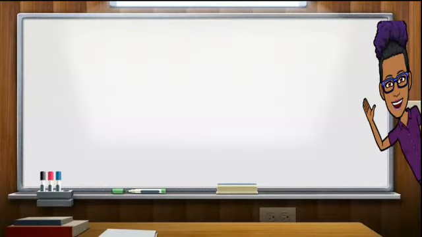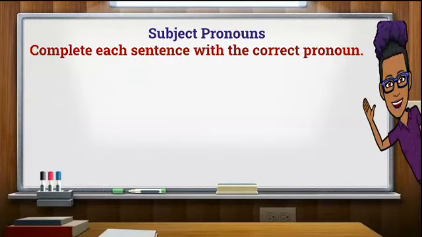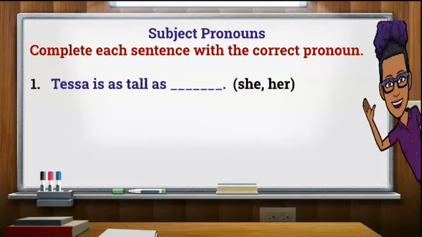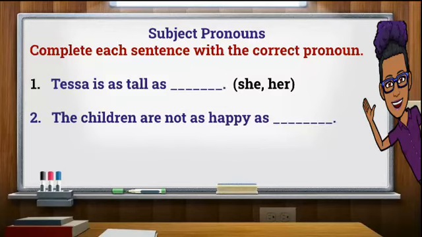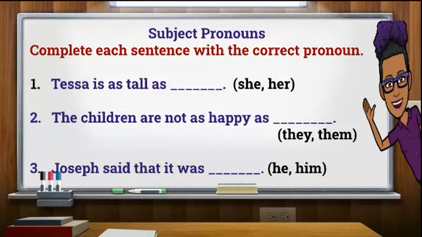Now let's go to practice, and here we have our subject pronouns. Complete each sentence with the correct pronoun. So again, let's have our sentences. Tessa is as tall as, and we have she and her. The children are not as happy as, and we have they and them. And number 3, Joseph said that it was, and we have he and him.